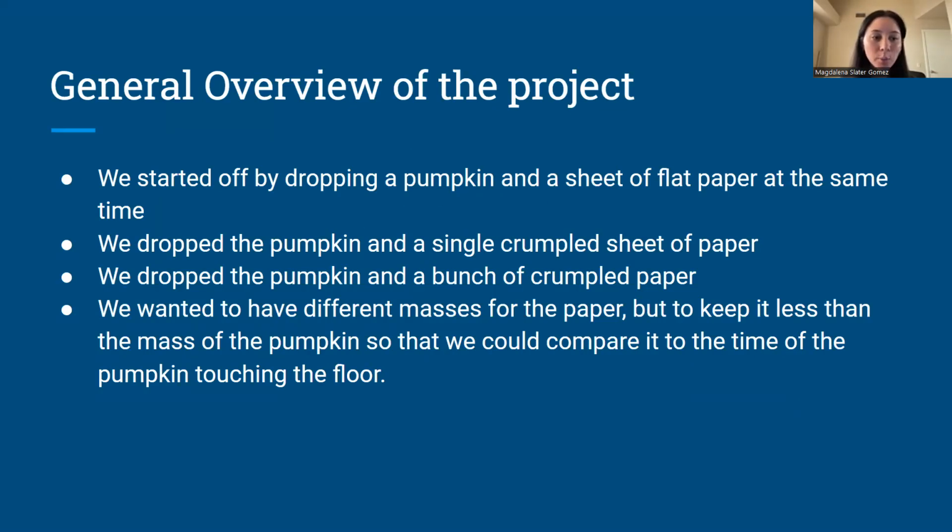The second trial, we dropped the pumpkin in a single crumpled sheet of paper. The pumpkin weight stayed consistent, and then the single crumpled sheet of paper was about 3 grams. For the third trial, we dropped the pumpkin and a bunch of crumpled paper that weighed 26 grams, so 2 grams less than the pumpkin. We did this because we wanted to have different masses for the paper, so to keep it less than the mass of the pumpkin so that we could compare it to the time of the pumpkin touching the floor.